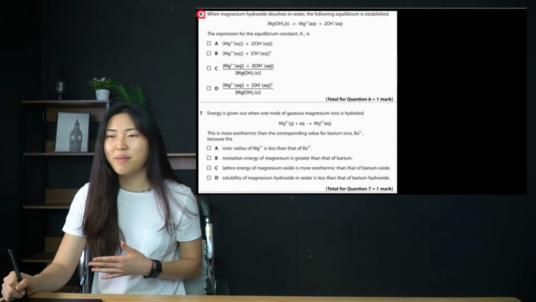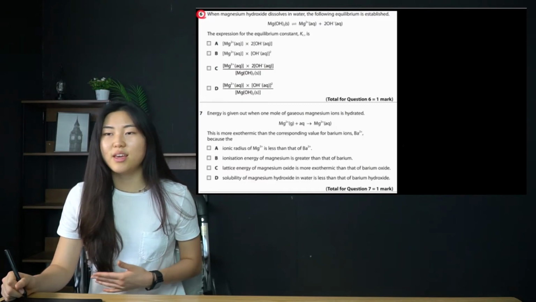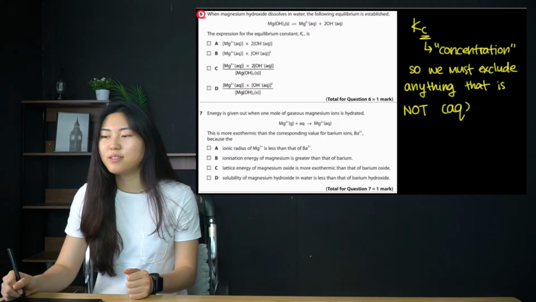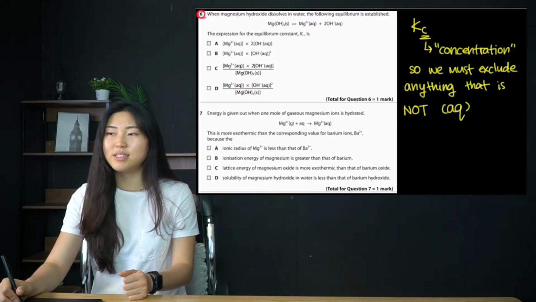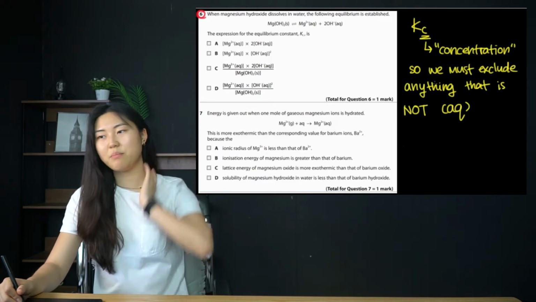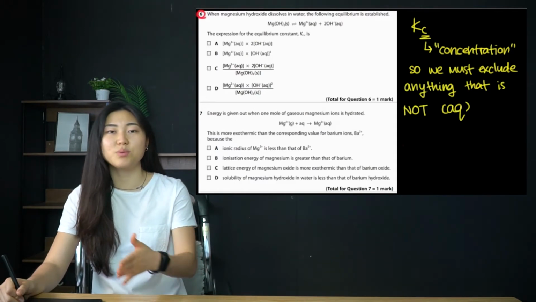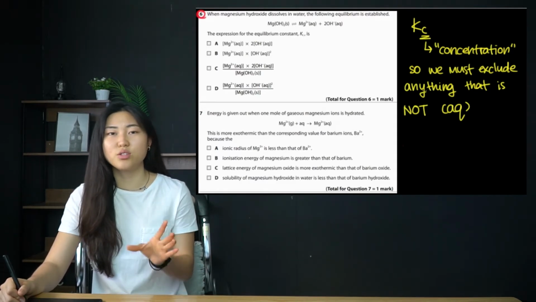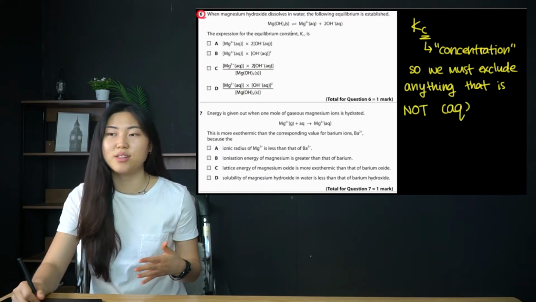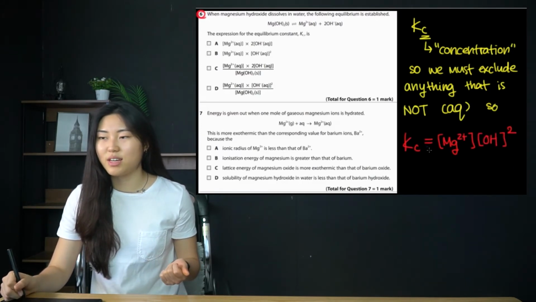And number 6, when magnesium hydroxide dissolves in water, the following equilibrium is established. The expression for the equilibrium constant K is, so first of all, I know that the C in Kc stands for concentration. So we must exclude anything that is not aqueous. Liquids, gases or solids, we can't measure the concentration for those. So we're going to be excluding the Mg(OH)2 solid, magnesium hydroxide salt.